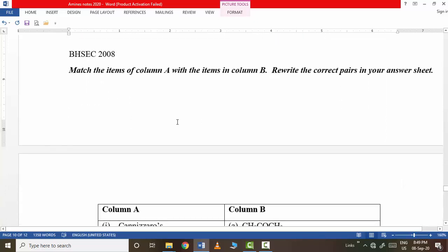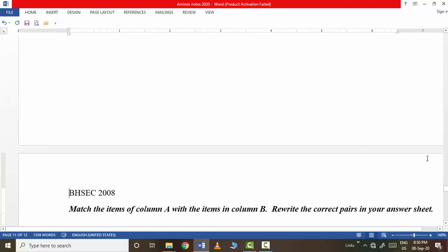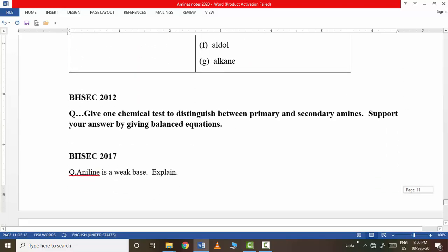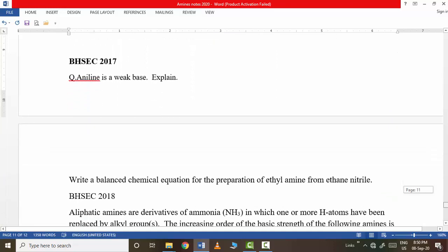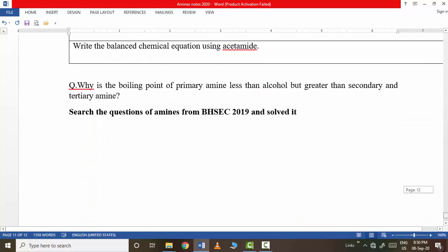2008 question, there is a 2008 question. Then you have the 2011 question, 2012 question, 2017 question, 2018 question, and 2019. You can search for questions related to amines and solve them. So with this we finish the amines. Have a good day. Enjoy the lockdown. Thank you.